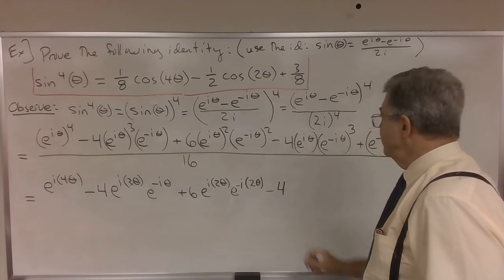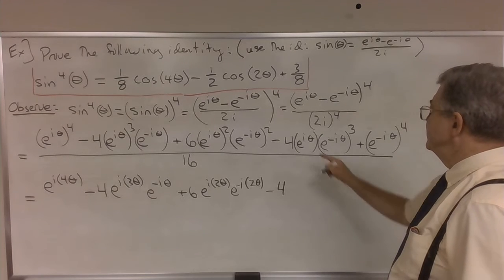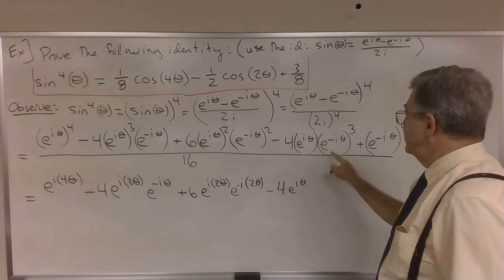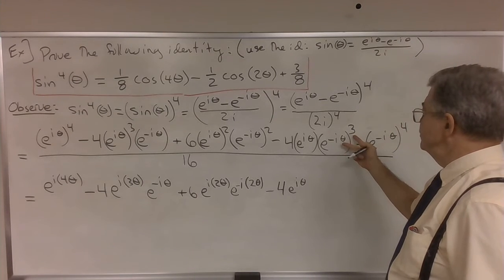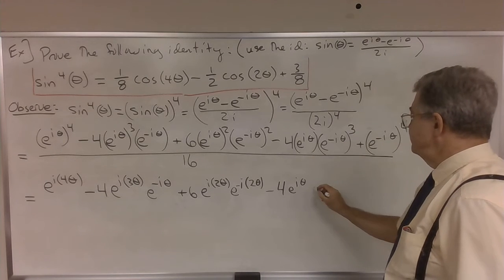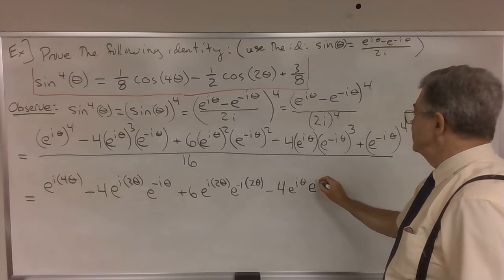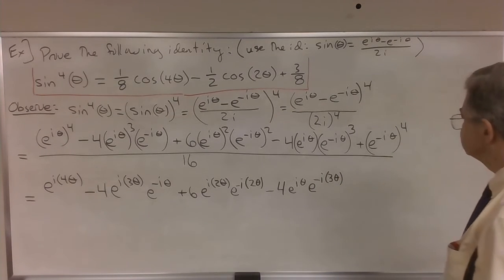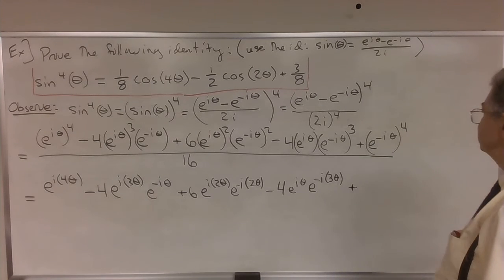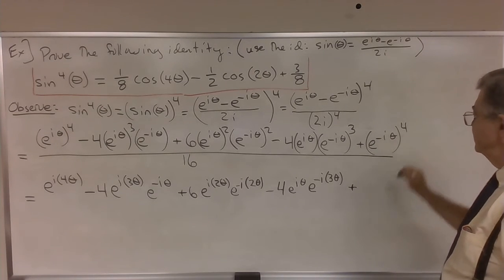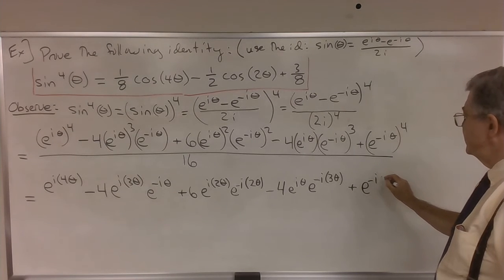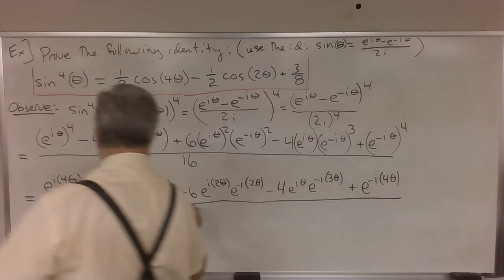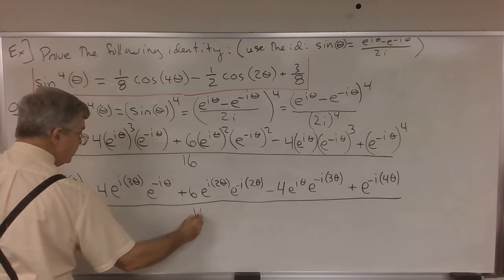Okay, minus 4 e to the i theta and e to the negative i theta cubed, the exponents multiply: e to the negative i 3 theta, plus, the exponents multiply, e to the negative i 4 theta. And all of this is over 16.